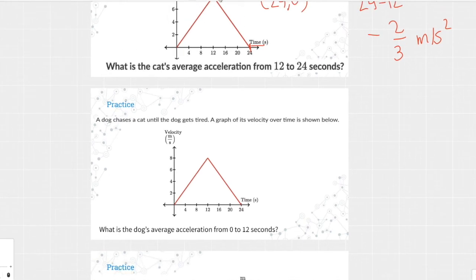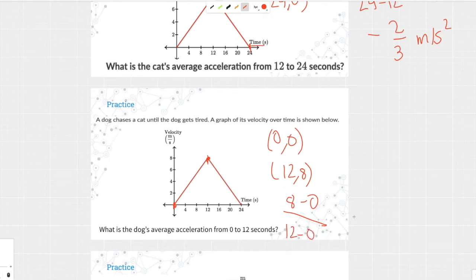Another similar question: a dog chases a cat until it gets tired. What is the average acceleration from 0 to 12 seconds? So we write down the points again. We have 0, comma 0, which is this point, and then we have this point right over here, which is 12, comma 8. So y2 minus y1 over x2 minus x1. So 8 over 12. That simplifies to 2/3 meters per second squared.